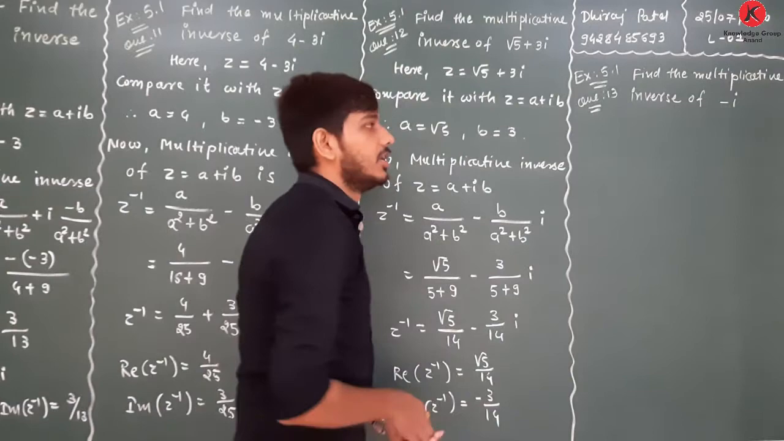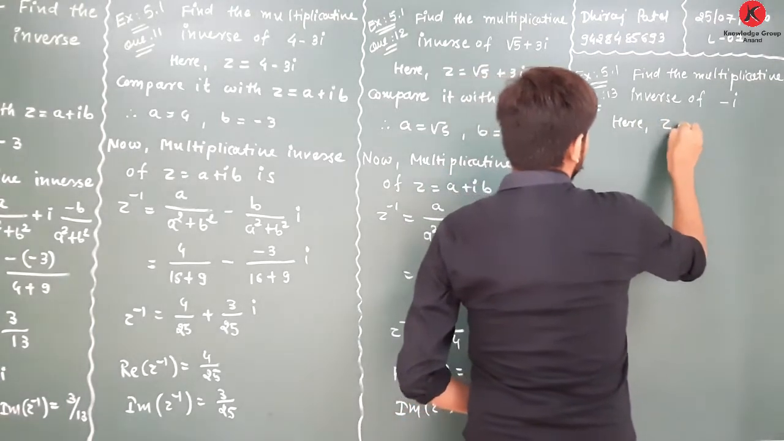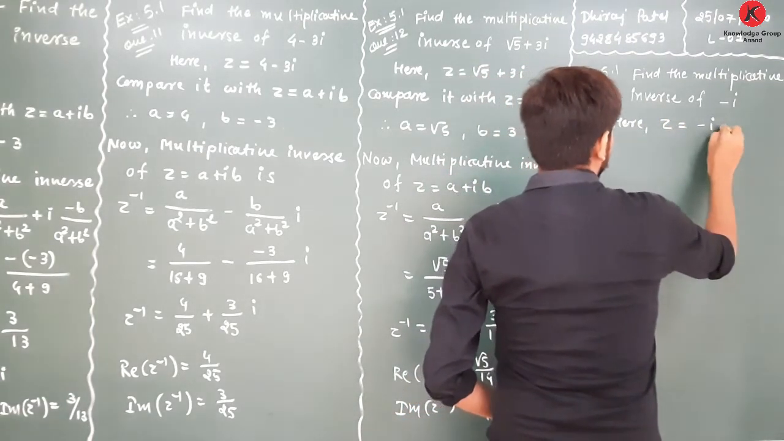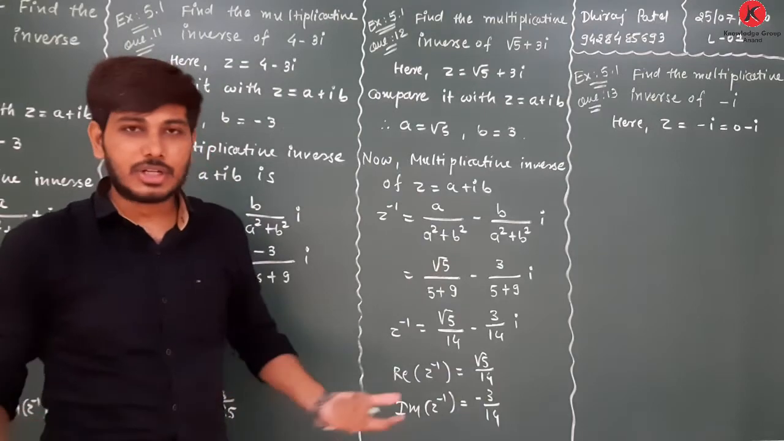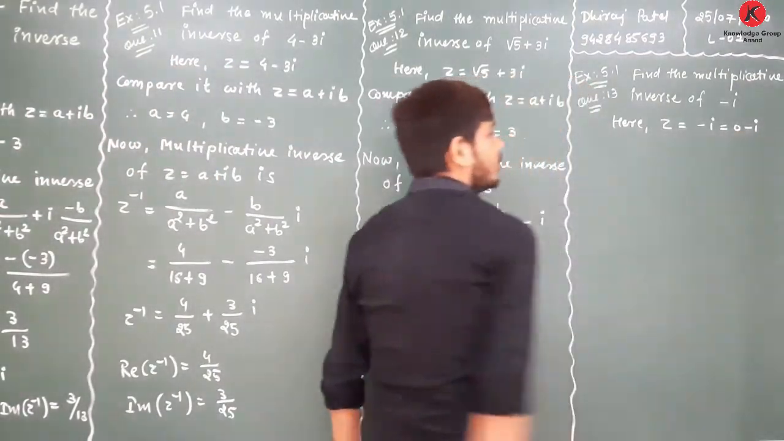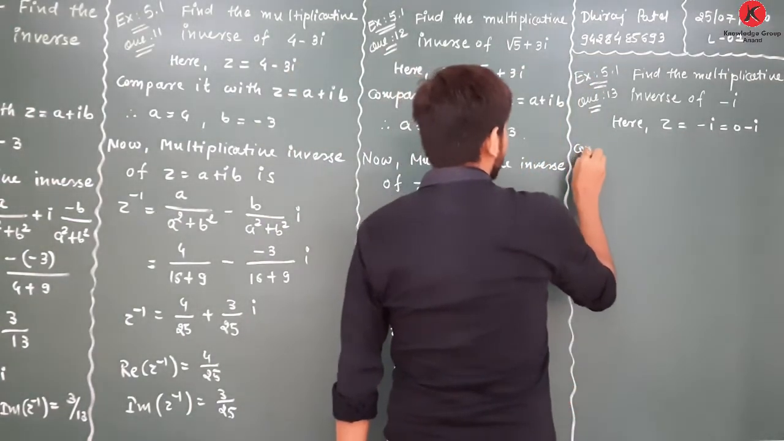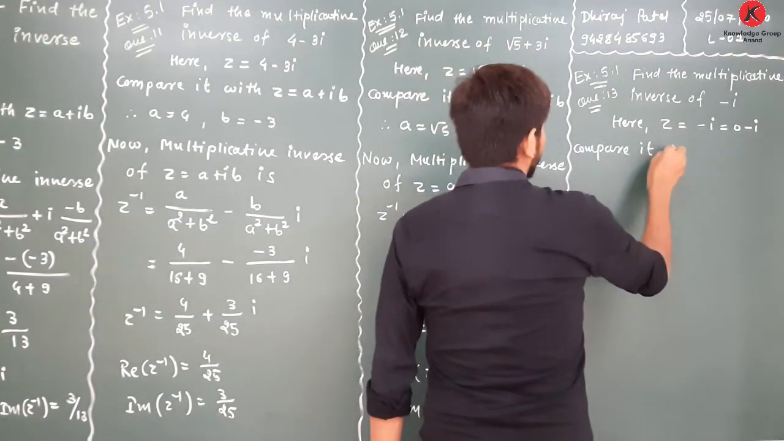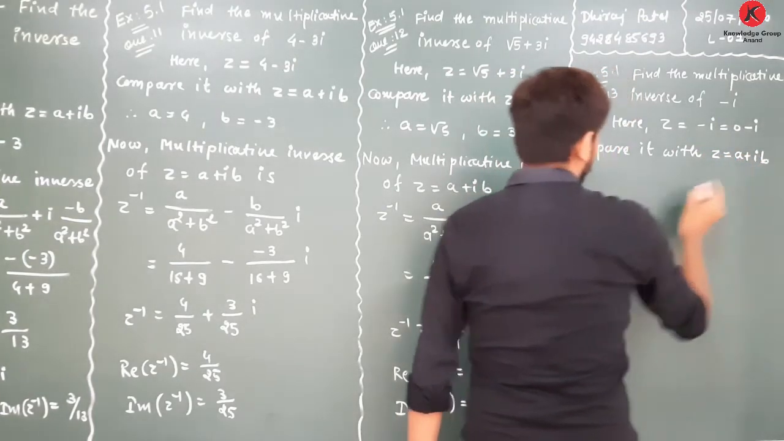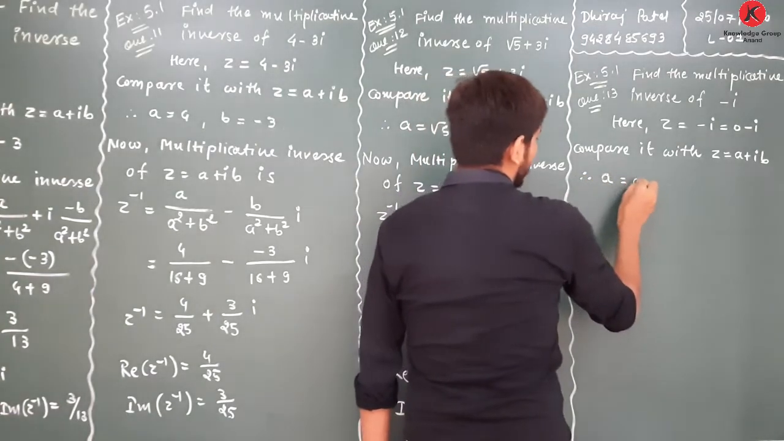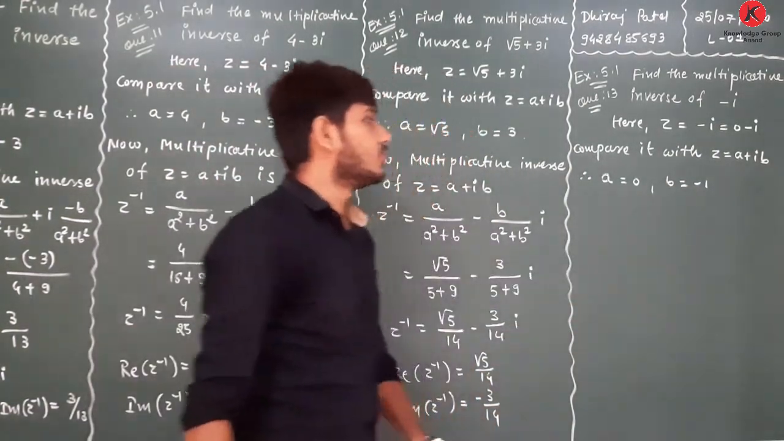Find the multiplicative inverse of z equals to minus i. Here z equals to minus i, which can also be represented as 0 minus i. This can also be represented as 0 minus i. Now first of all see that this is in standard form, therefore directly compare it with z equals to a plus ib. Therefore I am getting a equals to 0 and b equals to minus 1.